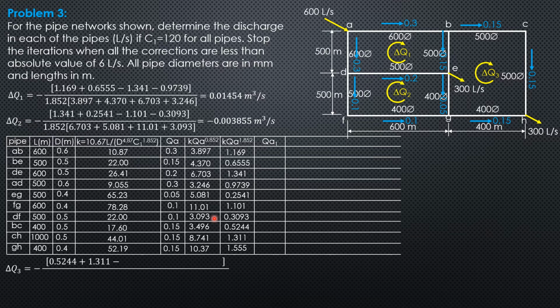So delta Q2 is negative 0.003855, or negative 3.855 liters per second, which is below the absolute value of 6. So this is supposedly acceptable, but delta Q1 is not acceptable. So everything must be recalculated or iterated again to reduce the error or the delta Q.